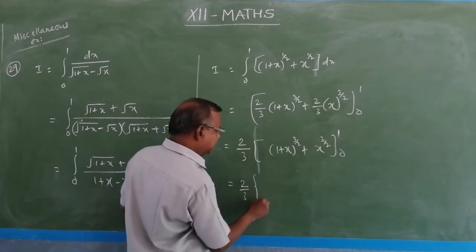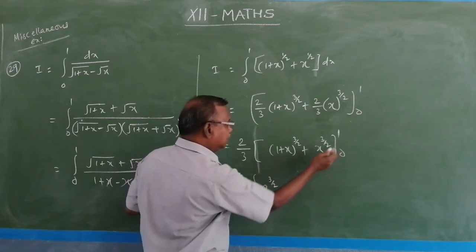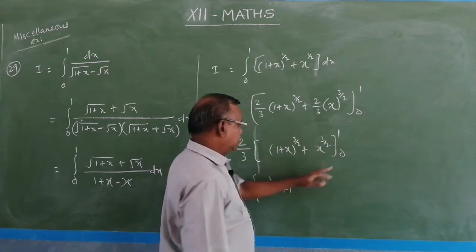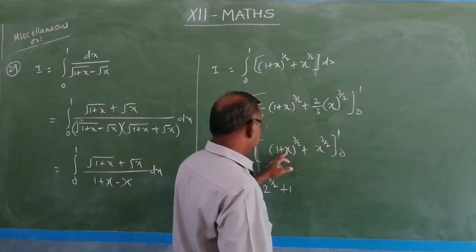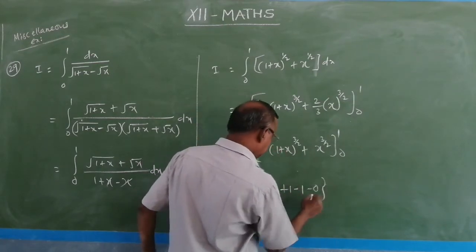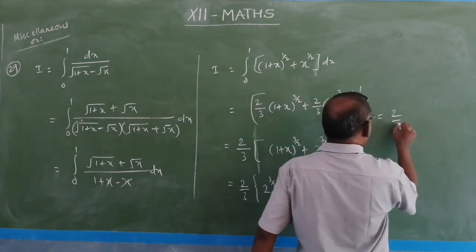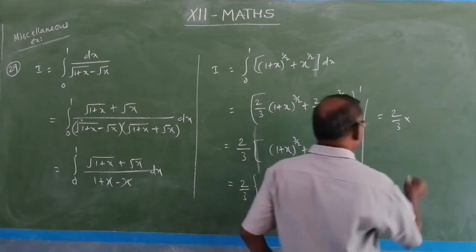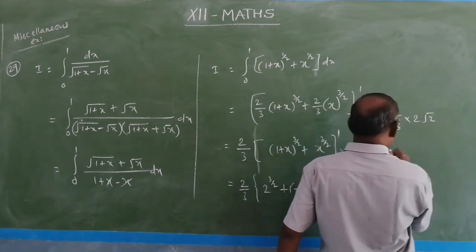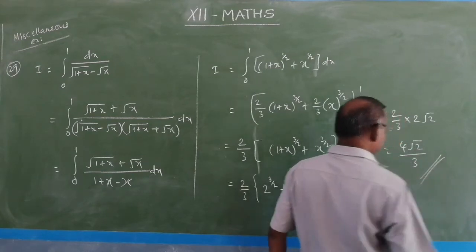The upper limit is 1 plus 1, 2 power 3 by 2, and plus 1. The lower limit is 0, means 1 power 3 by 2 equal to 1 minus 1, another one is 0. So this is 2 by 3 into 2 power 3 by 2, means 2 into root 2. So this is equal to 2 2s are 4 root 2 by 3.